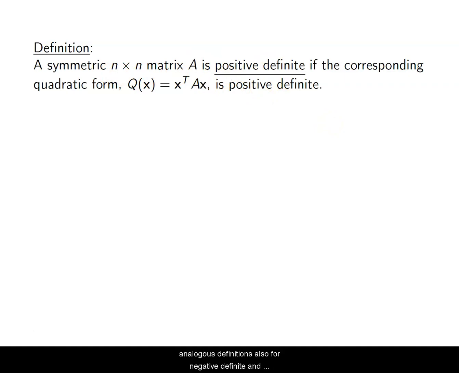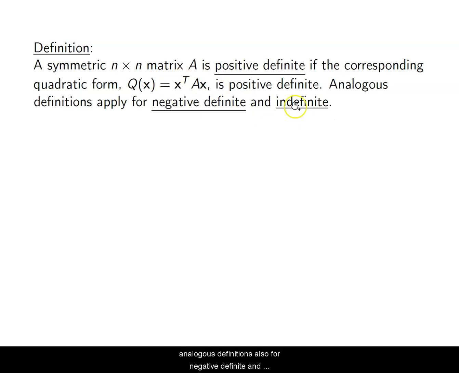We have analogous definitions also for negative definite and indefinite. So if it's clear from the equation that you get from x transpose A x that it's always going to give you a negative value, then you're negative definite. And if it's obvious that it's going to alternate between positive and negative values, then it's an indefinite form. So you can use this equation to talk about the matrix that produces it.